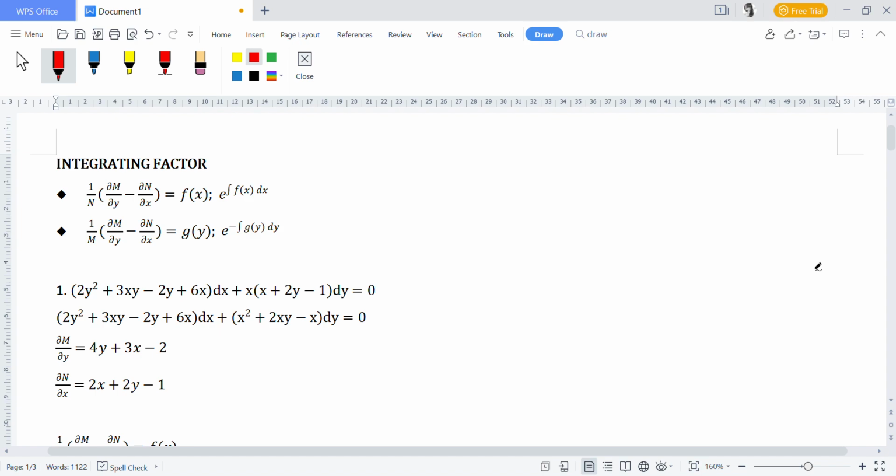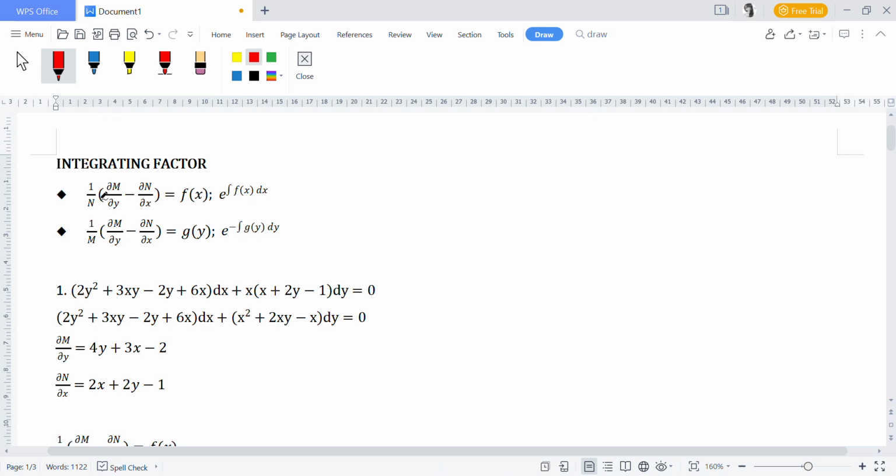So, in our previous video, we have solved problems regarding exact differential equations. But what if when we tested for its exactness, it does not come out exact? Now that is where the integrating factor will come in. So, the integrating factor is simply equivalent to e raised to the integral of a function. So, our two results are expressed as the following rules.